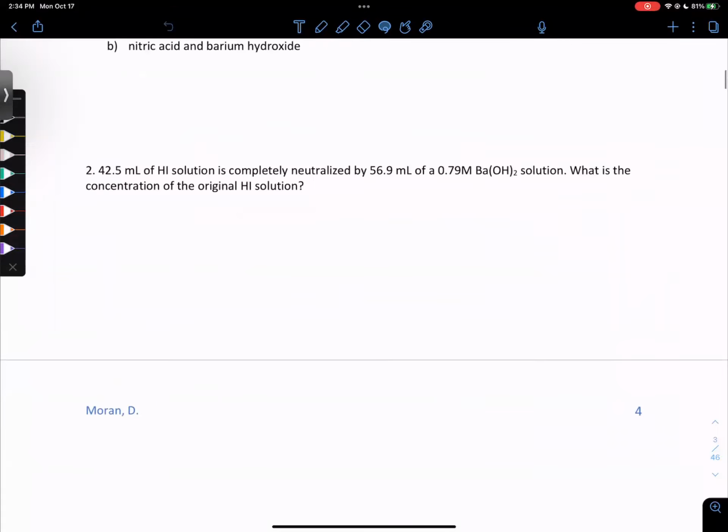It can't be that because it has to form 1 mole of product. Yeah, oh okay, 1 mole. 1 mole of product, yeah.